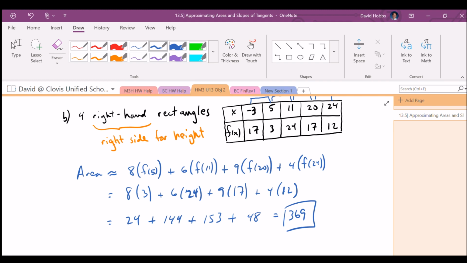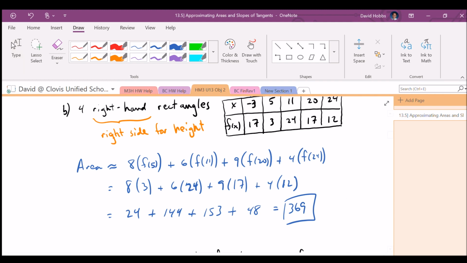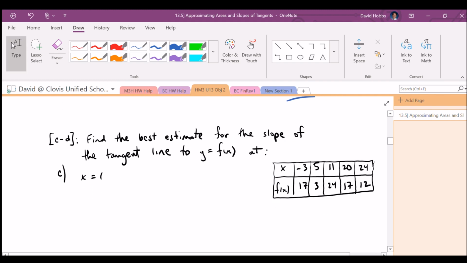Okay, again, units are not there, so we don't need to worry about the units. It is square units, it's area. Okay. Find the best estimate. Okay, so that's the area. Find the best estimate for the slope of the tangent line to y equals f of x at.